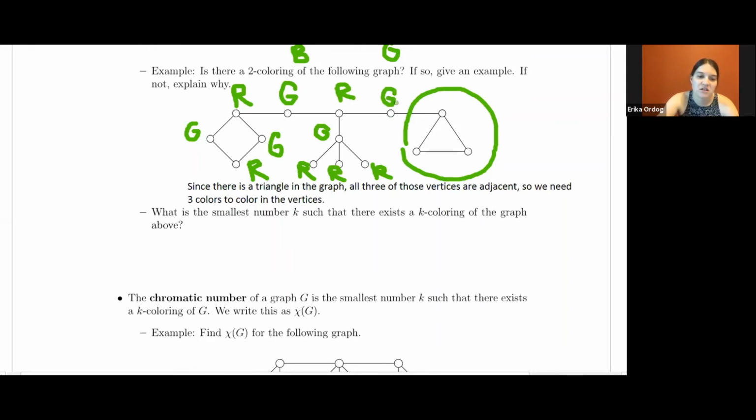So far, there is a 2 coloring of this graph, and then the problem lies right here. So if we label this vertex red, we can call this one green, and then this has to be a different color because it's adjacent to both a red vertex and a green vertex, so we can label it blue. So there does exist a 3 coloring, and as we explained earlier, there's no 2 coloring, so the smallest number k such that there exists a k coloring of this graph is 3. So k equals 3.